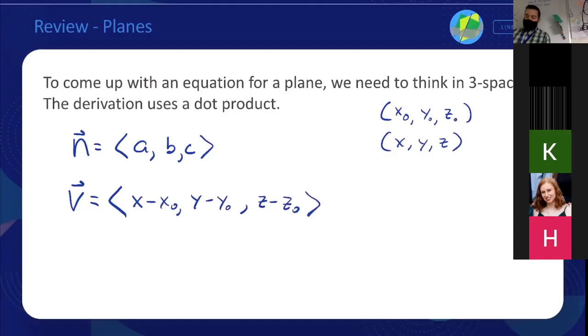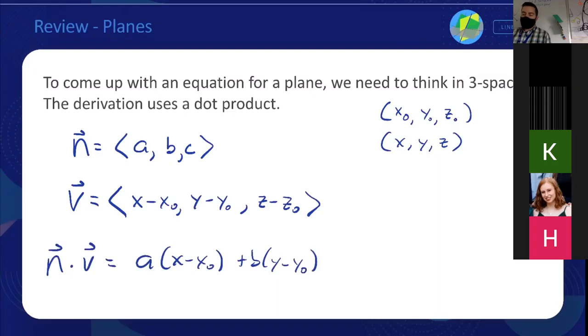So vector v here would represent a vector in the plane, or a vector parallel to the plane. N would be normal to the plane. And so when we take the dot product, that's where we get our equation, a times x minus x naught plus b times y minus y naught plus c times z minus z naught equals 0.